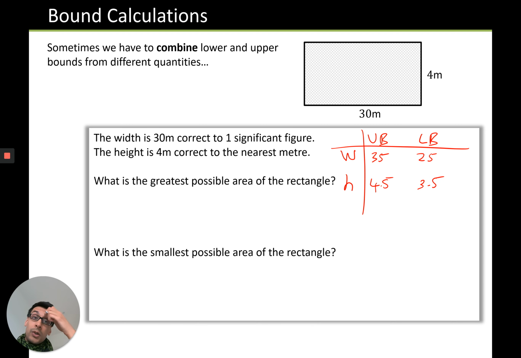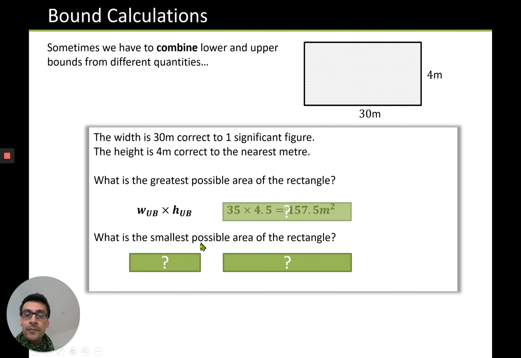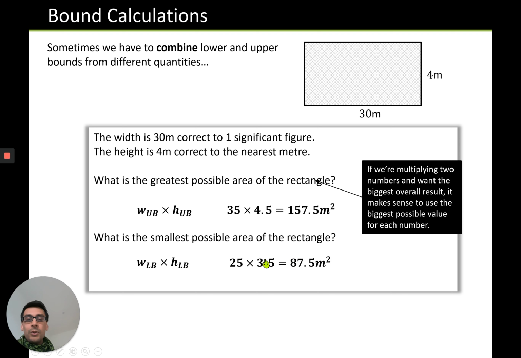Now, the greatest possible area, you can just use common sense for this. It's just going to be the upper bound of the width times the upper bound of the height. And then for the smallest possible area, it's going to be the lower bound of the width times the lower bound of the height. So I've actually worked it out here. This is how you might also lay out your working, with the subscript representing upper bound or lower bound.